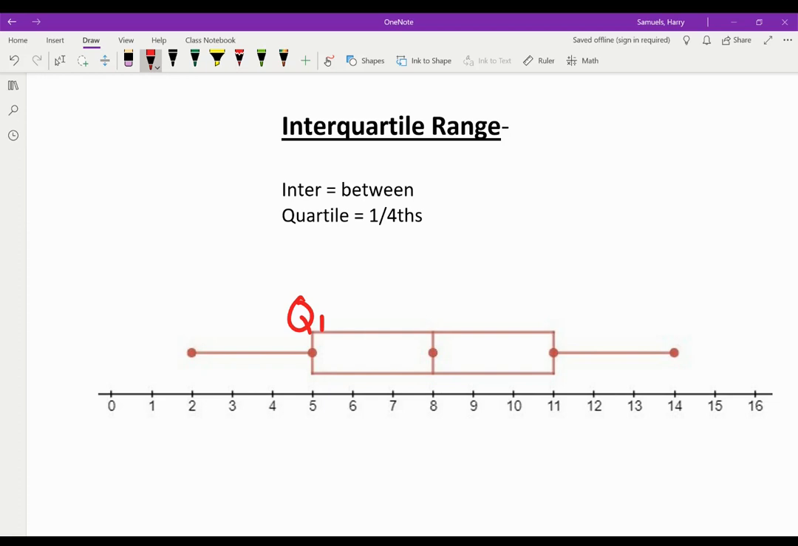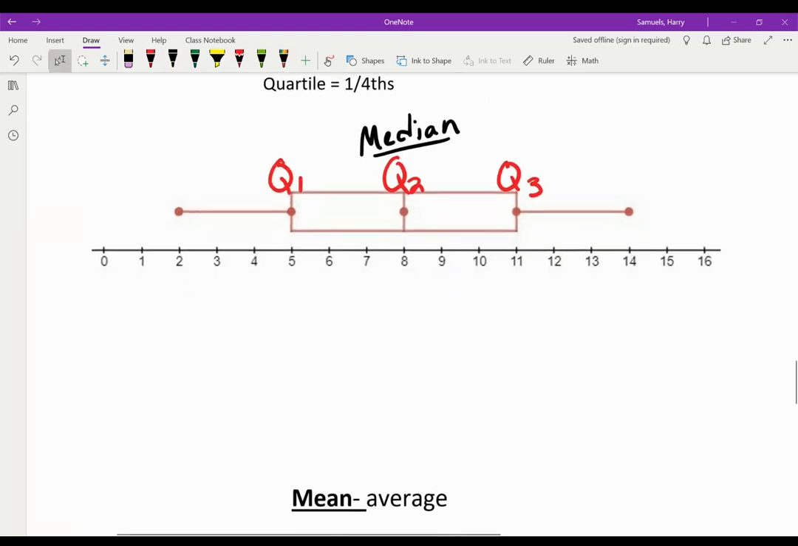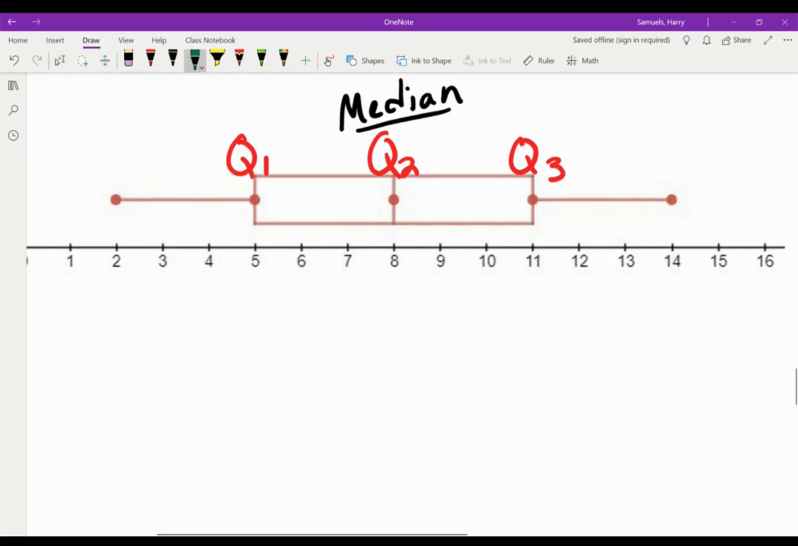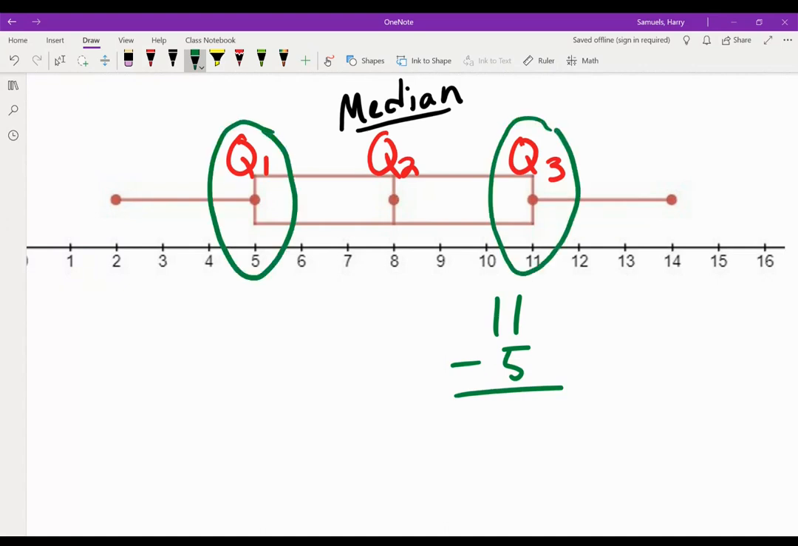Here's quartile 1, quartile 2, and quartile 3. I don't know if many of you noticed this, but quartile 2 is right smack dab in the middle, which means it's the median. When we subtract quartile 1 from quartile 3, we get 11 minus 5. Where did that come from? 11 minus 5 gives us 6. So I abbreviate interquartile range as IQR. The interquartile range is 6.